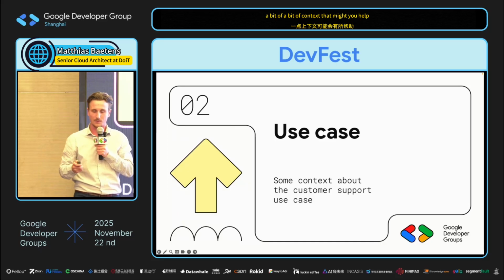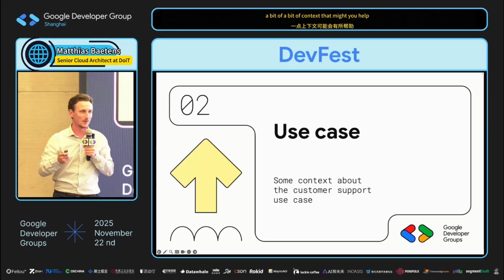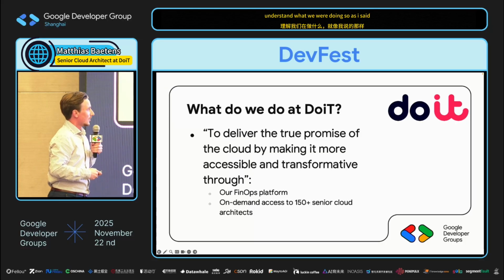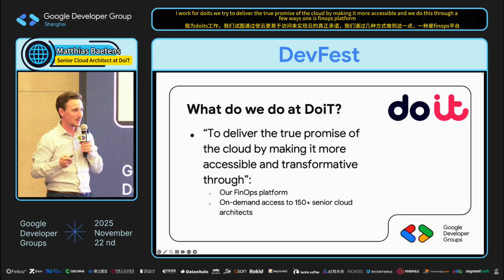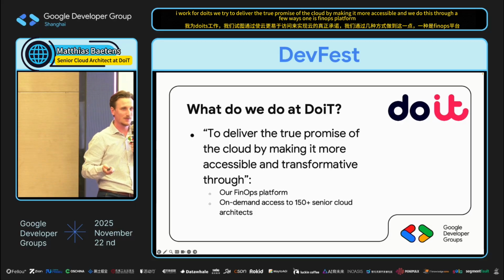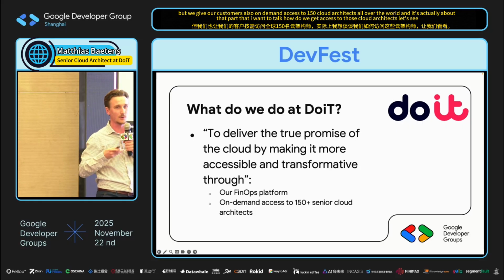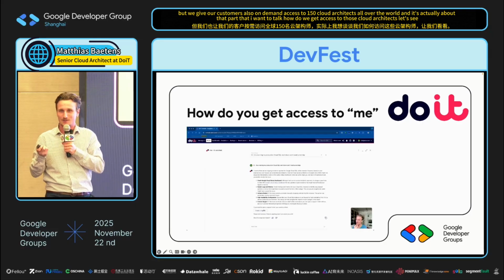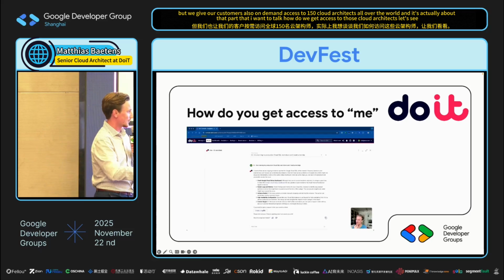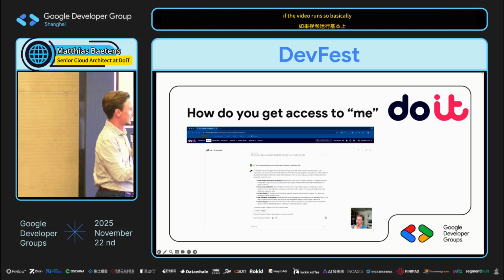So, use case, a bit of context that might help you understand what we were doing. As I said, I work for Doit. We try to deliver the true promise of the cloud by making it more accessible, and we do this through a few ways. One is a FinOps platform, but we also give our customers on-demand access to 150 cloud architects all over the world. And it's actually about that part that I want to talk. How do we get access to those cloud architects? Let's see if the video runs.